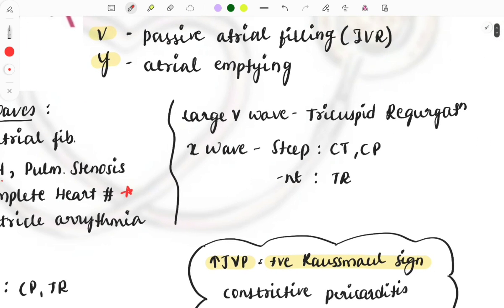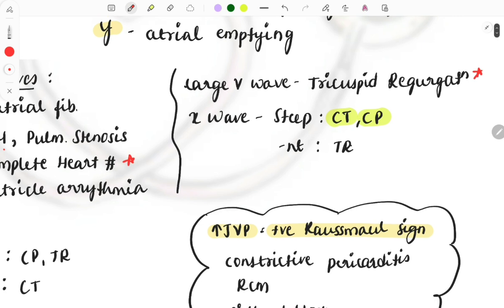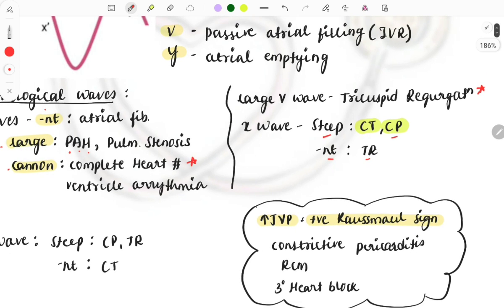So large V wave is seen in case of tricuspid regurgitation, a must know point, so mug it up. Large V wave, tricuspid regurgitation. And another important one is this, that of cardiac tamponade, and even constrictive pericarditis, as well as this tricuspid regurgitation. So in cardiac tamponade the finding seen is that the X wave will be steep in it, and it will be steep in CP also, that is constrictive pericarditis, and absent in case of tricuspid regurgitation. See, tricuspid regurgitation has large V wave, absent X wave.